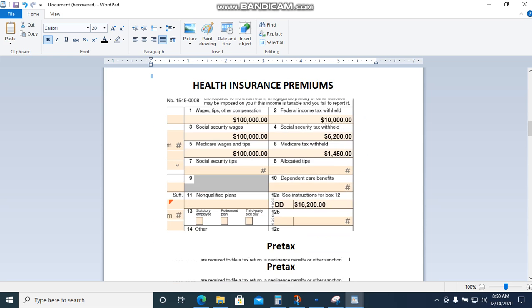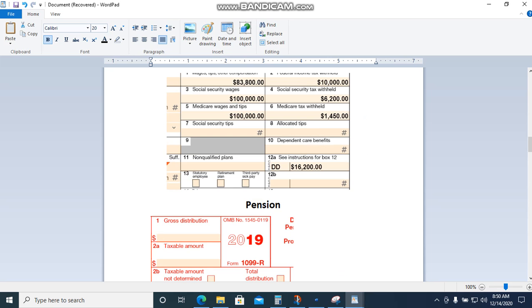Now, here's a difference where something is pre-tax. Okay, let's say again, this is the $16,200 that they took out for health insurance through your job. These are the 3 and 5, the total salary that you made. But if you look on box 1 of the W-2, you can see a difference there.